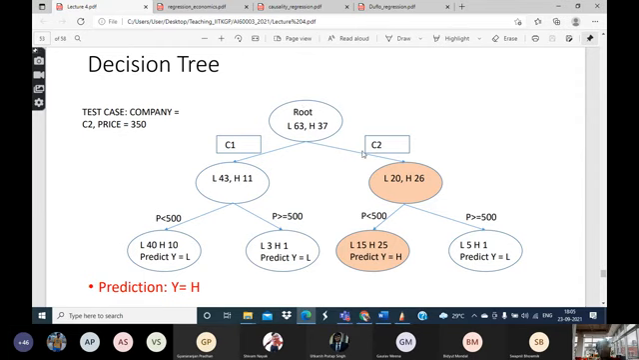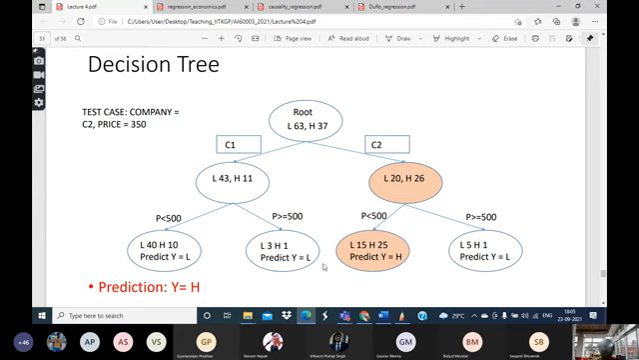The tree tells us to consider its company feature. What is its company? C2. So we come to this subset, the subset of those examples which belong to company C2. Now what does our decision tree tell us? Check whether its price is less than $500 or more than $500.